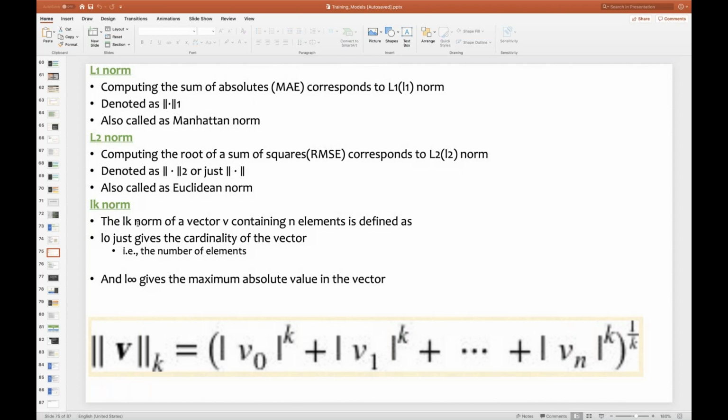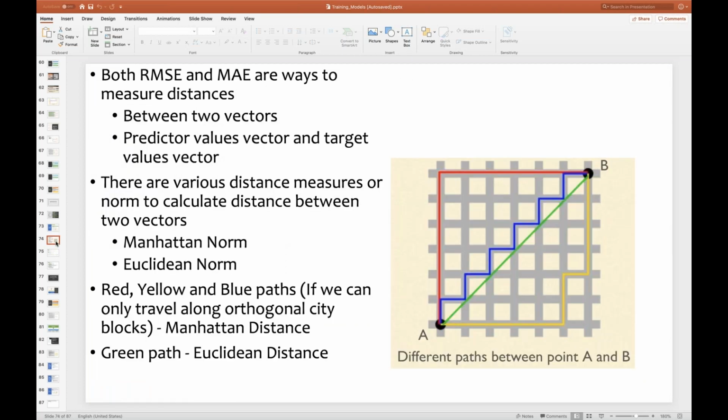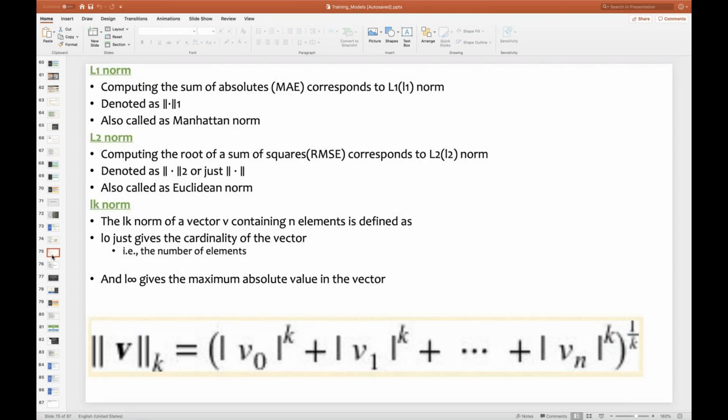If you take the L2 form, computing the root of squares corresponds to root mean square error, the L2 norm. Simple. L2 is for root mean square error. L1 is for mean absolute error. Again, the Manhattan form is nothing but the red, yellow, and blue orthogonal blocks, and Euclidean distance is nothing but the green one. Okay, this is what I explained here. L1 form is used for mean absolute errors, and L2 is used for root mean square errors.